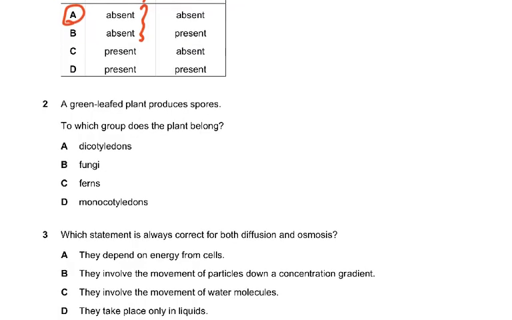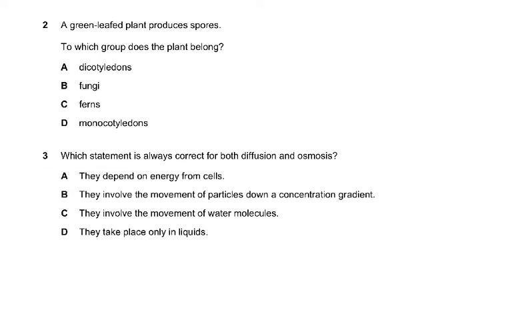A green leaf plant produces spores. To which group does the plant belong? Produces spores. Now this is of course a new syllabus, and that is why the answer to this is C, because ferns produce spores, and that is part of the classification question which has now been added to the new syllabus. So this would have been a little challenging for the students, because if they don't remember that ferns produce spores, you see dicotyledons do not produce spores, they have seeds.